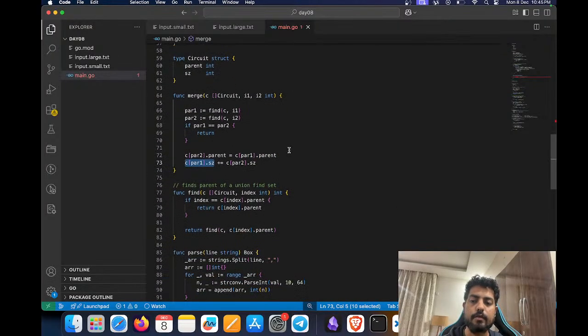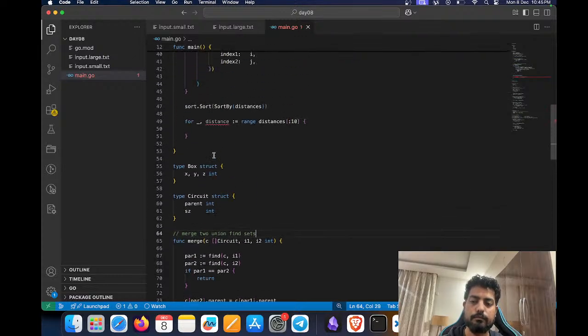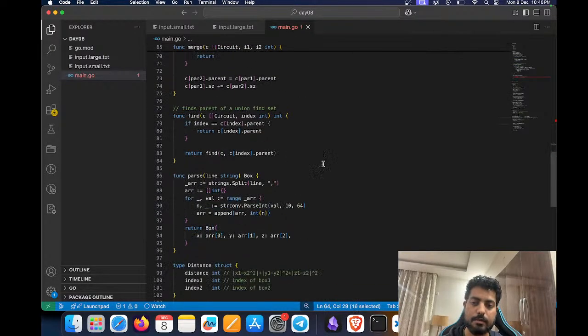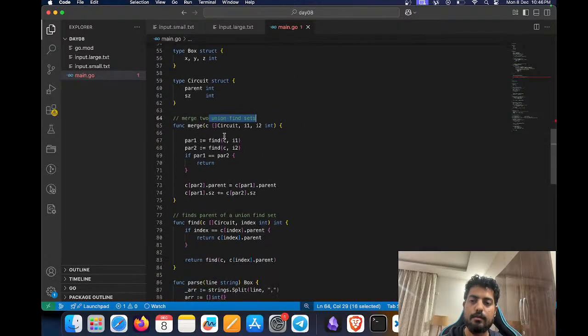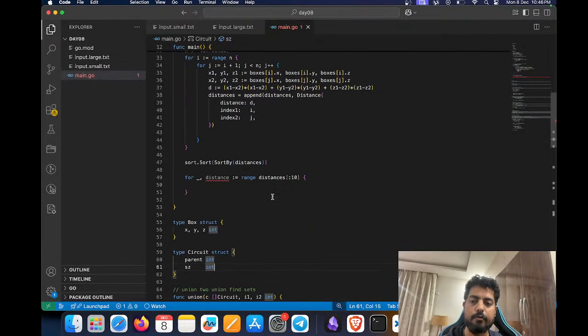So this is the union find algorithm where we have this find function and merge function, to merge two union find sets. I don't know whether we called it union find sets, but we can also call it find and union, or find or merge. We can have any name that we want.